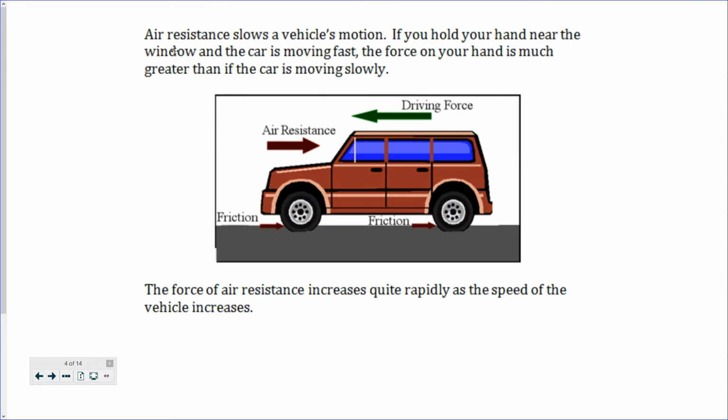Now, if you're looking right here, air resistance slows down a vehicle's motion. So if your vehicle is moving this way, your driving force, the good friction on the tires, is pushing it forward. But there's air resistance pushing it in the other direction. The force of air resistance increases as the speed goes up. So if the vehicle gets faster, the air resistance push is greater.